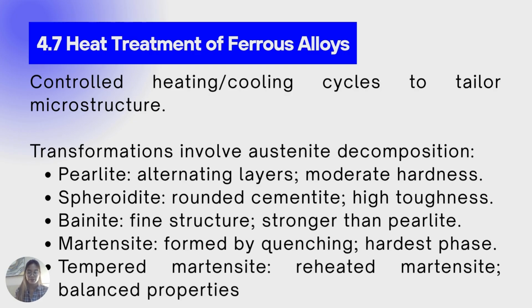The fourth, martensite, created by very rapid cooling or quenching from the austenite phase. The carbon atoms are trapped, forming a hard but brittle structure. It's the hardest phase but lacks toughness. And fifth, tempered martensite. To improve martensite's brittleness, we reheat it below the eutectoid temperature. This tempering process allows some carbon diffusion, producing a microstructure with balanced strength, hardness, and toughness. It's commonly used in tools and mechanical parts that need both strength and durability.